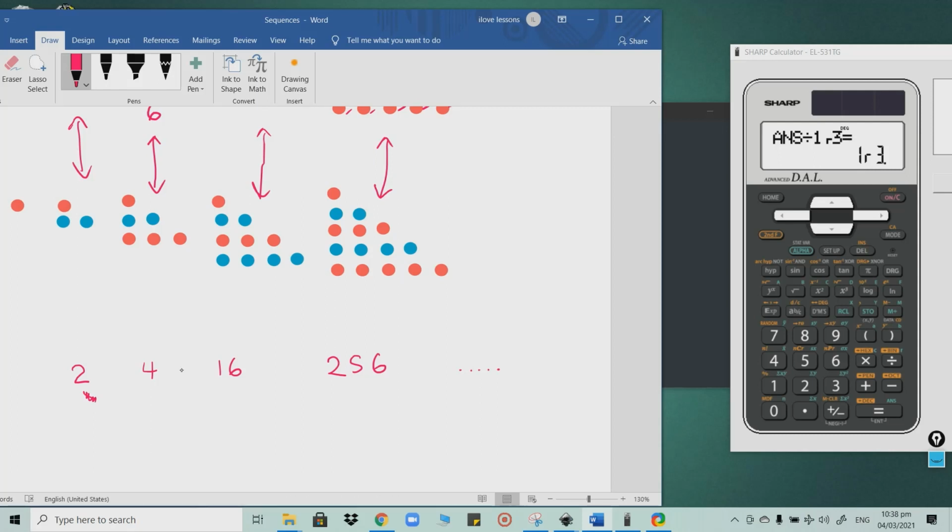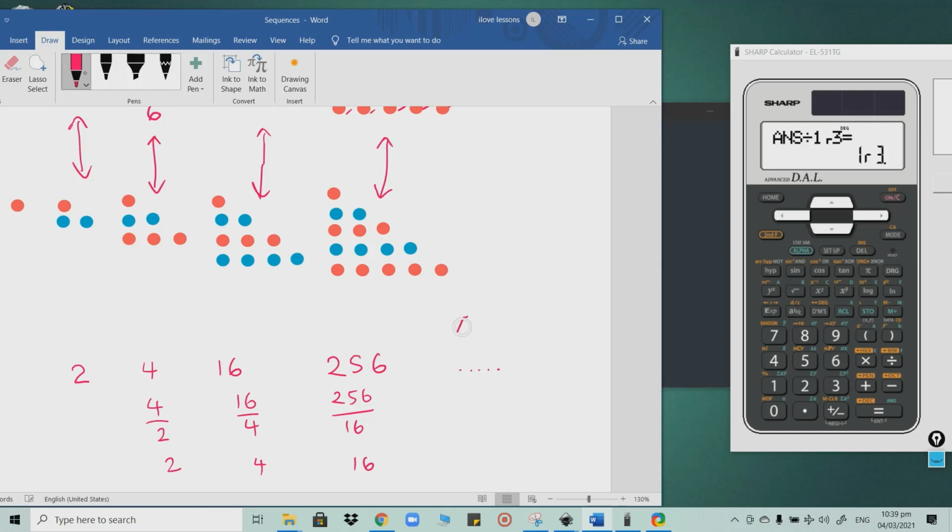Is it an AP? If we take 4 and minus the number before, we get 2. If we take 16 and minus the number before, we get 12. We got 2 different numbers there. So it's definitely not an AP. Is it a GP? Let's take the number and divide it by the number just before. 4 divided by 2 is 2. Let's take 16 and divide it by the number before. 16 divided by 4 is 4. Not the same. And if we take 256 and divide it by the number before, 256 divided by 16 is actually 16. So even when we divide it, we still don't get the same number.